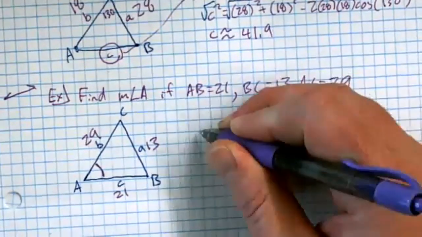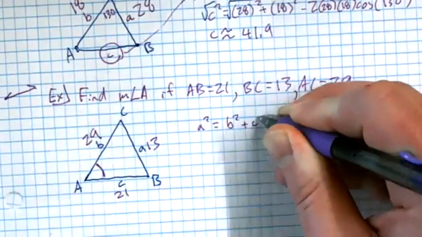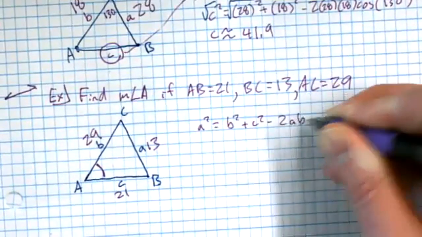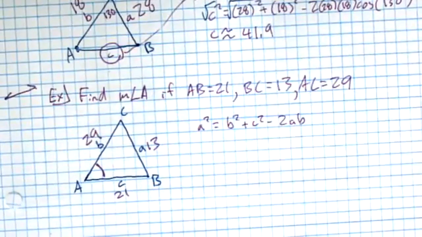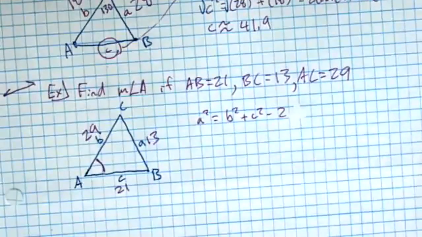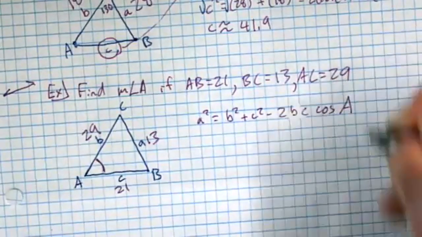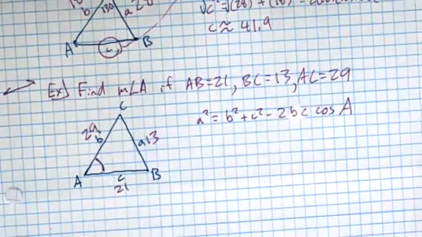Thank you. A squared equals B squared plus C squared minus 2AB. Oh, 2BC cosine theta. 2BC cosine A. Okay, here we go.